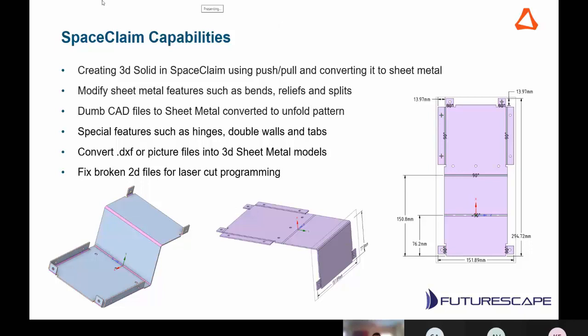Lastly, for bringing the flat patterns to the laser cutting programming, we also have the ability to fix 2D files such as DXFs or DWGs, which are commonly the file types that a lot of the laser cutting machines take. So we can go in and modify, for example, taking some complex splines and turning them into rounds or lines, so that the laser cutter can more easily program the flat pattern. So that's pretty much it for the SpaceClaim capabilities.